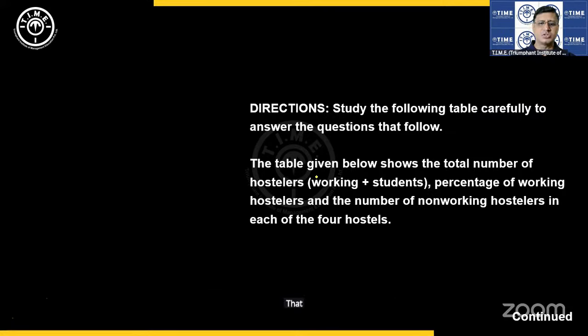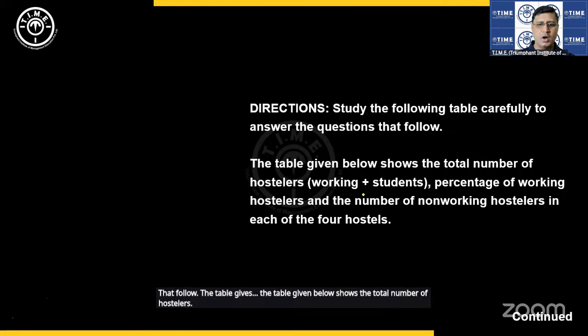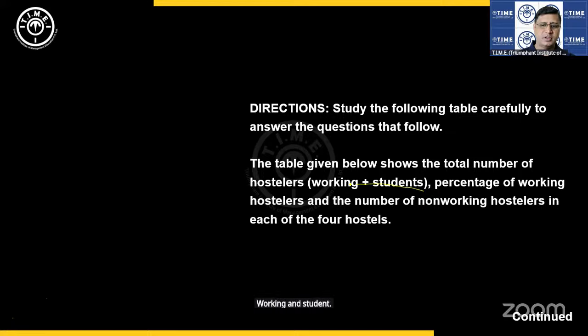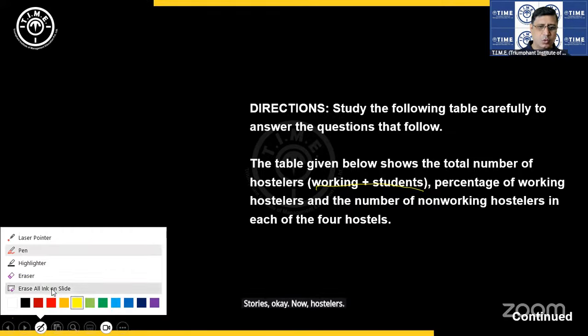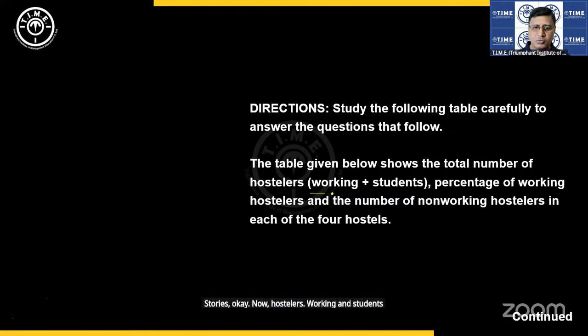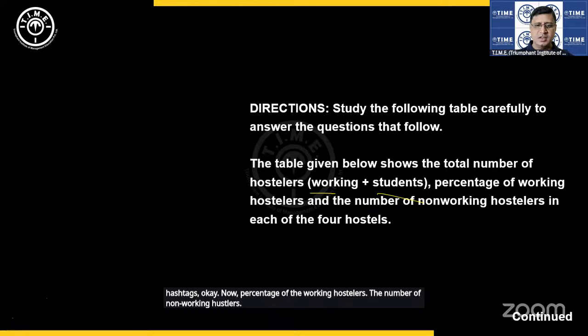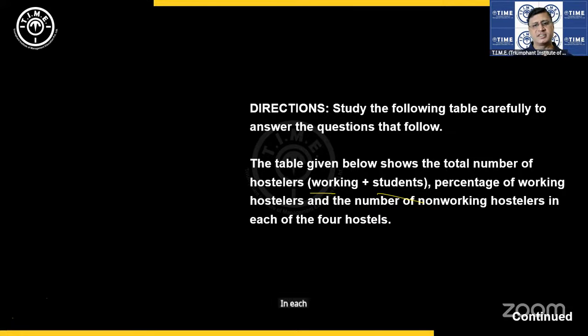The table given below shows the total number of hostelers, working and student. Hostelers are of two types: one is working, the other is students. Now, the percentage of working hostelers to the number of non-working hostelers in each of the 4 hostels is given in this diagram. Now look at the diagram.